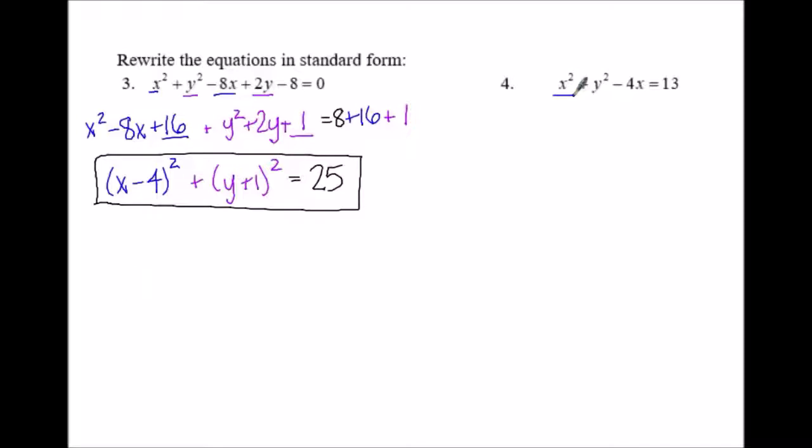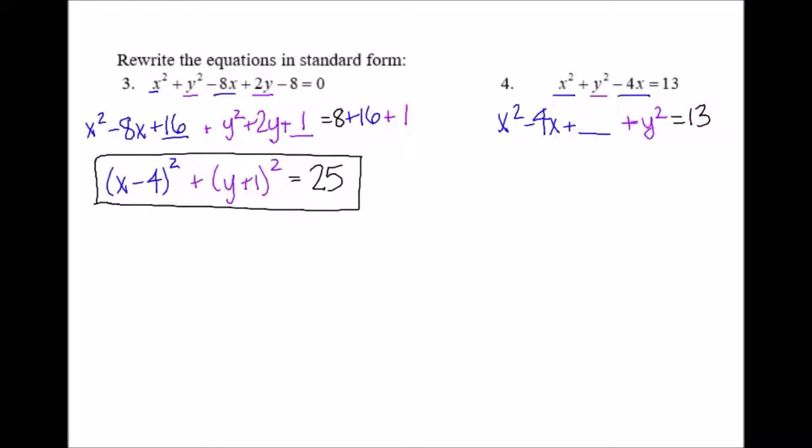I have an x squared term and an x term, so I can put those together, and I'll add a blank for when I complete the square. And then I only have a y squared term. I do not have a y term. So that actually makes it easier because I do not have to complete the square for the y's.